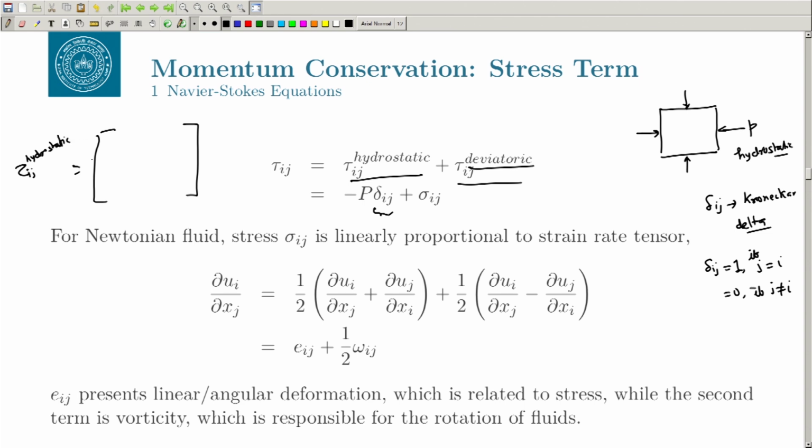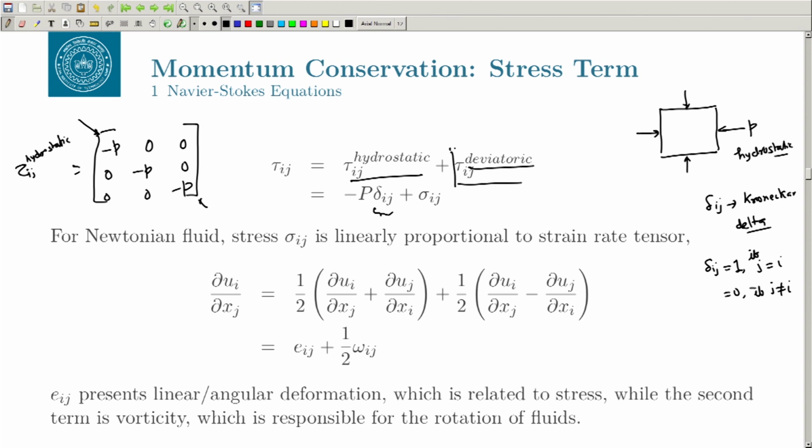then it will be only minus p, because this will be delta 1 1. It will be 0, this is 1 2, this is 1 3, 0, 0, minus p, 0, 0, 0, minus p, right. So, as you can see, this is only acting in the normal direction, because pressure always acts normal to the surface. So, you can get this hydrostatic term. So, now we have found one term, which is the hydrostatic term, which acts even if the fluid is in a static state.